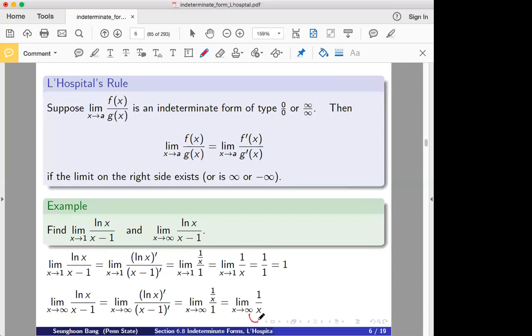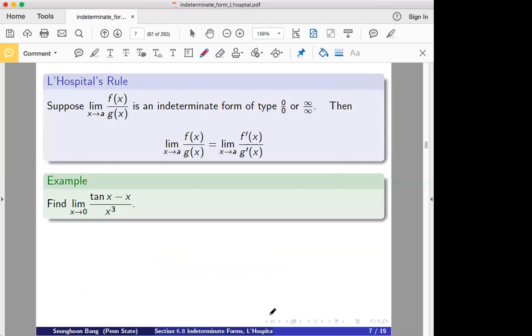You plug infinity into the bottom one, the answer is 0. Okay, this is the whole idea for solving this kind of problem. You can apply more problems here. You can plug 0 into the top one and the bottom one.